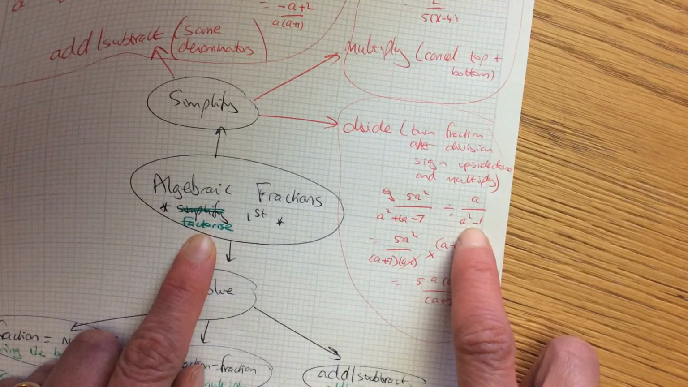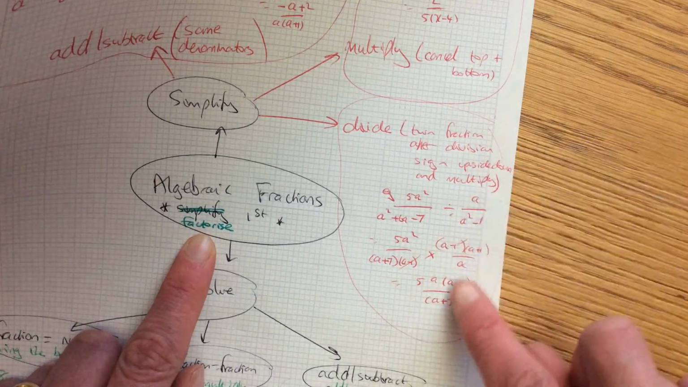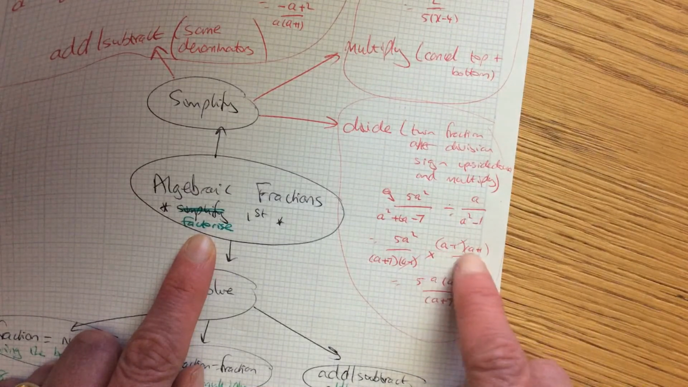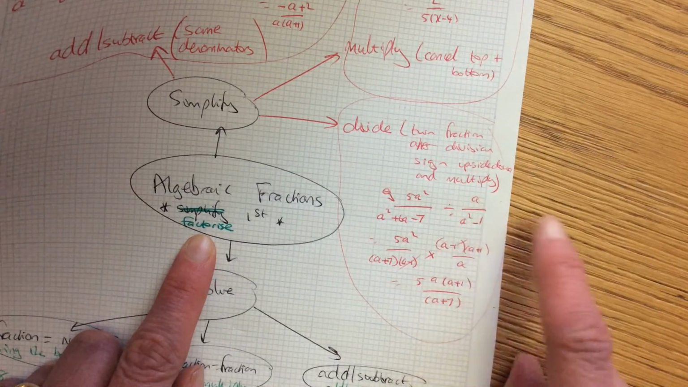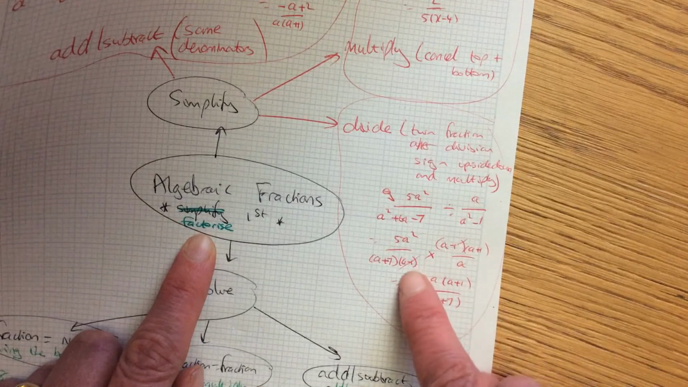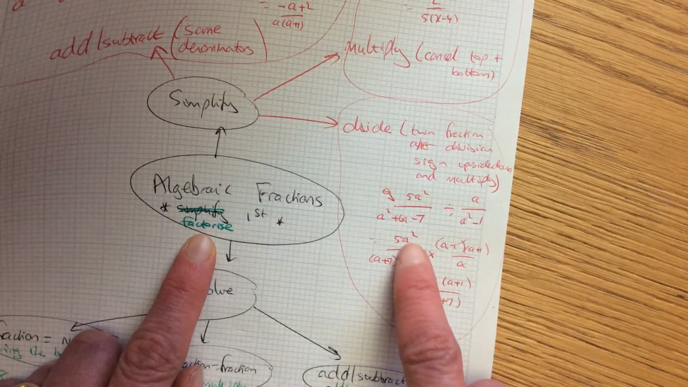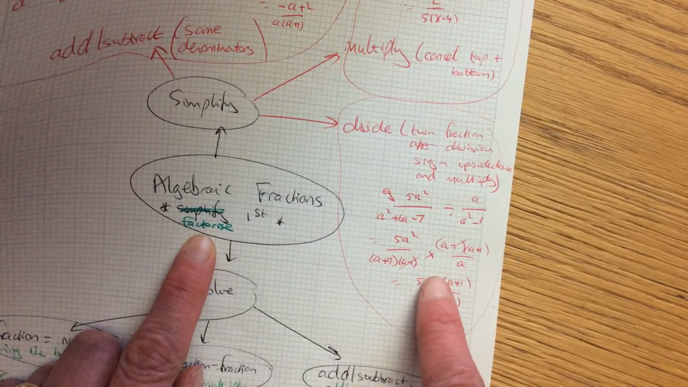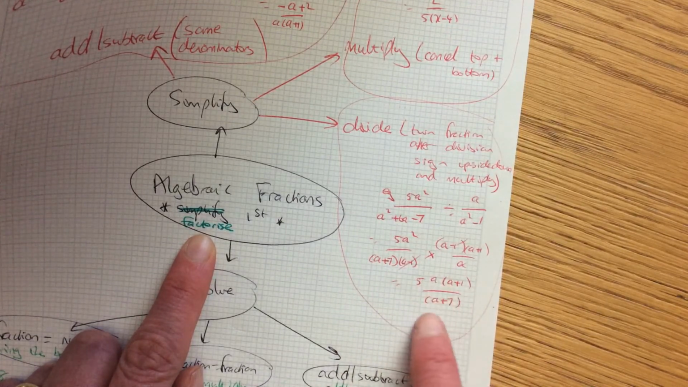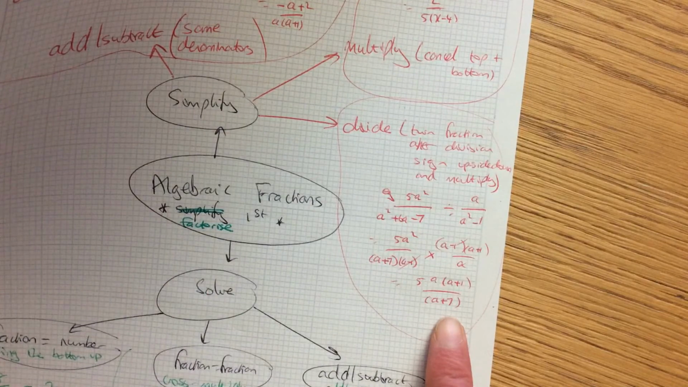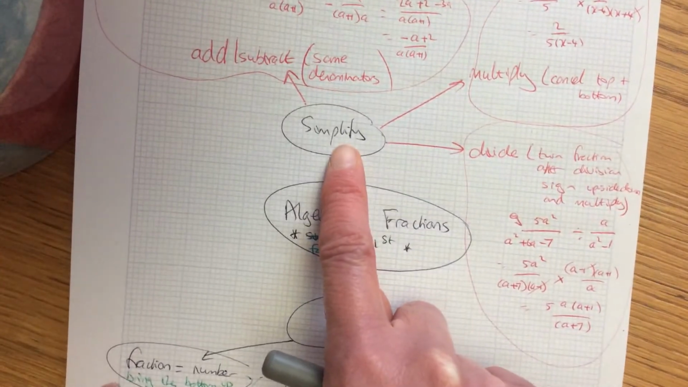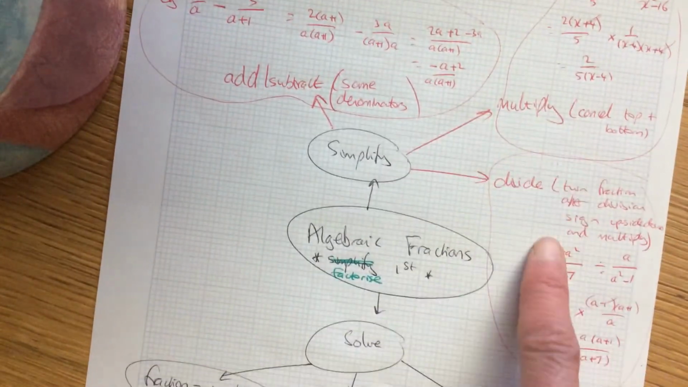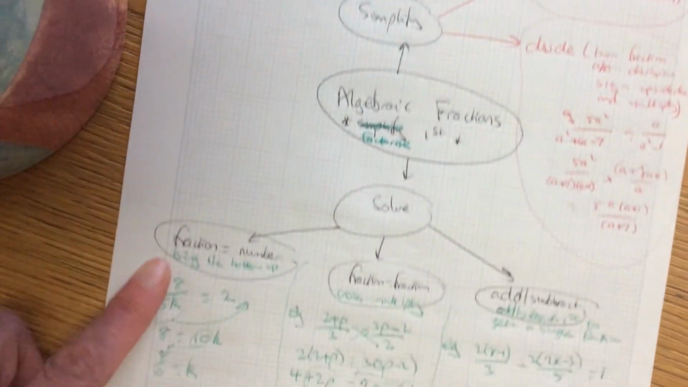Factorise that, it's a difference of two squares. So it's a minus 1, a plus 1, and upside down. So that's the difference of two squares on top and the a on the bottom. Cancel a top with a bottom. Now, do you see that a squared and that a? That cancels to give you an a on top. So it's 5a, a add 1 over a add 7 on the bottom. So that's your simplifying. Add, subtract, multiply, divide, but always factorise first.